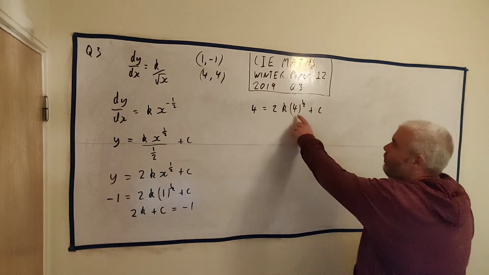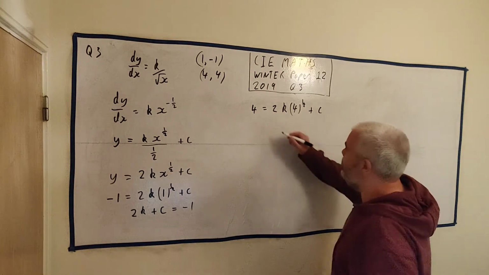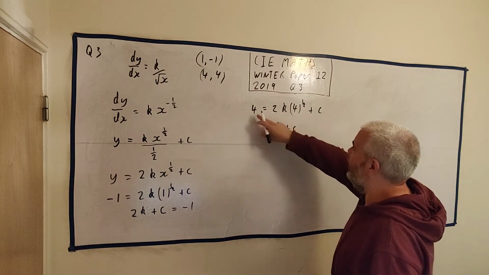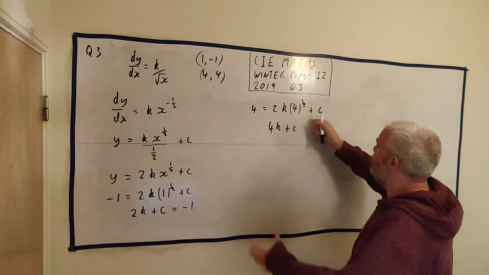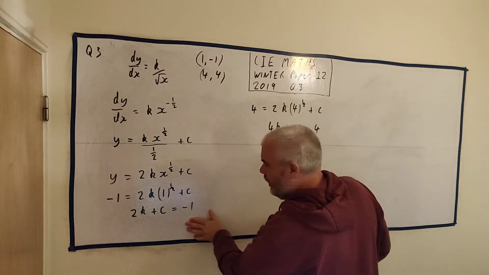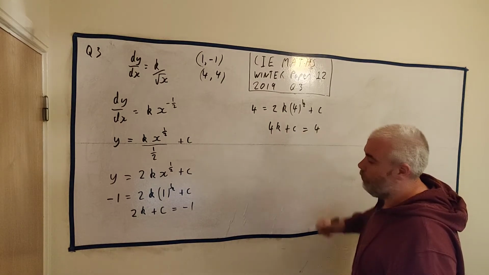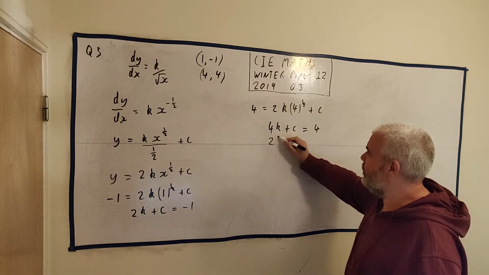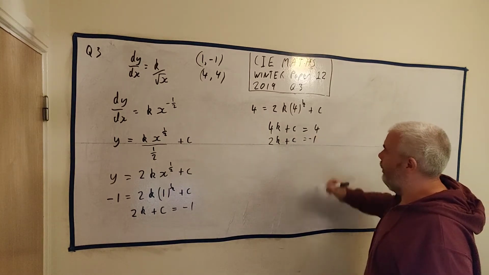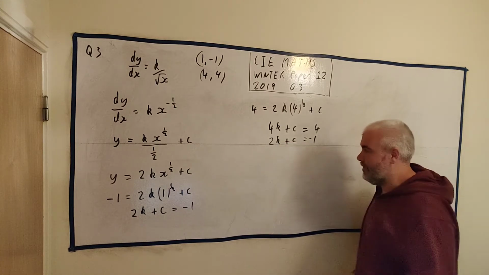Okay, let's clean this up. 4 to the power of a half is 2. 2 times 2 is 4. So we get 4k plus c equals 4. I'm not changing this sign. Good. Okay, so again, two unknowns, 2 equations. This is a simultaneous equation. Let's write them underneath each other so they're much more as we're used to. Simultaneous equation. We can now solve k and c.